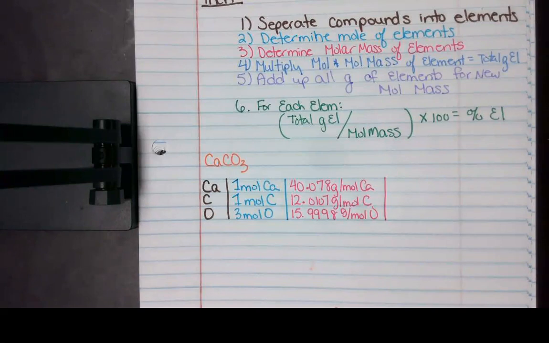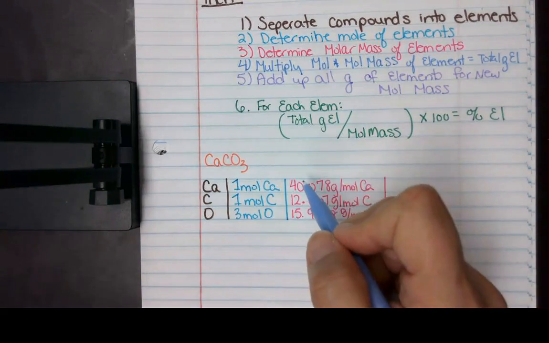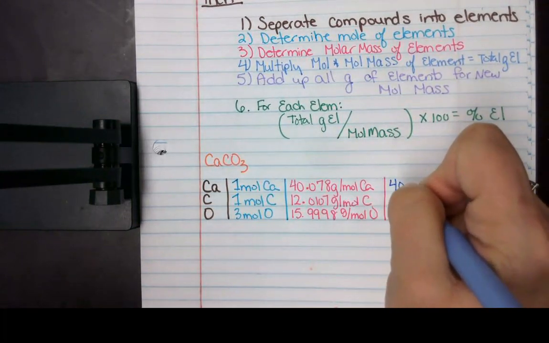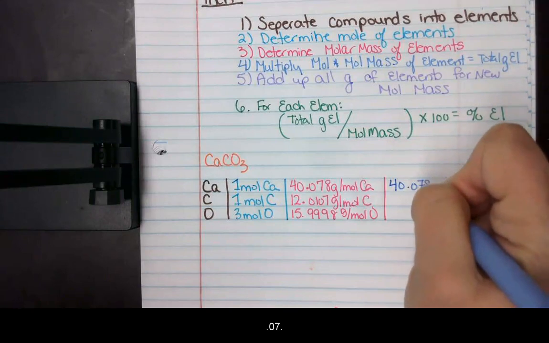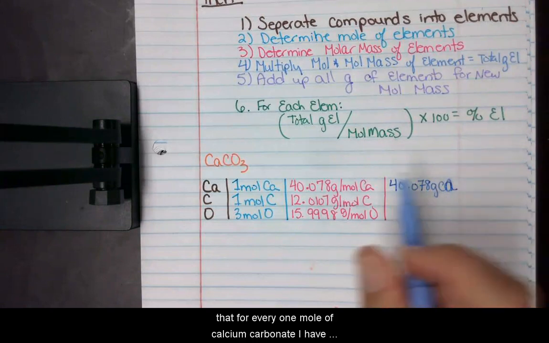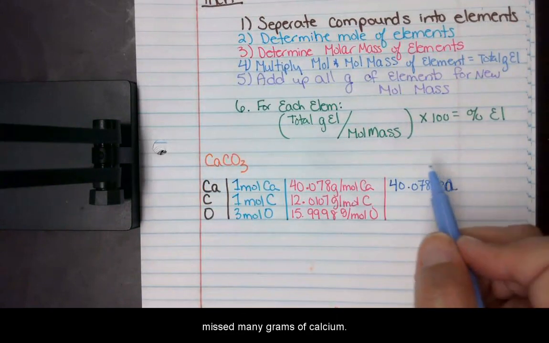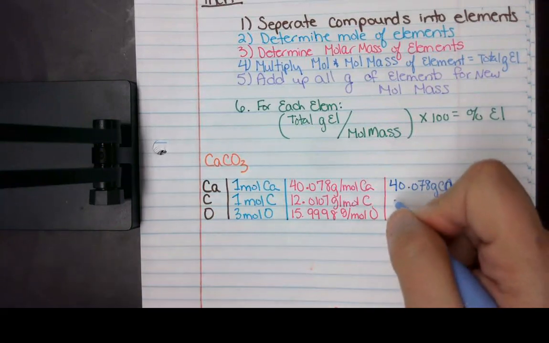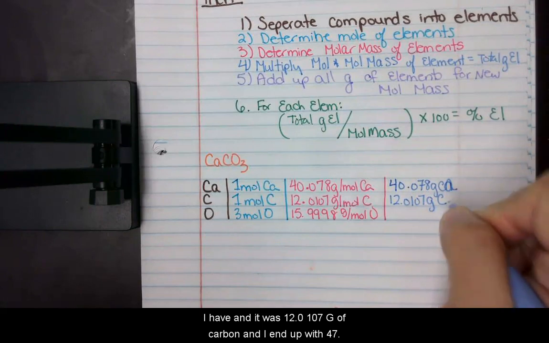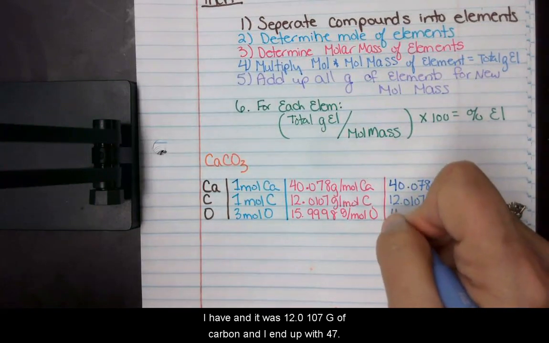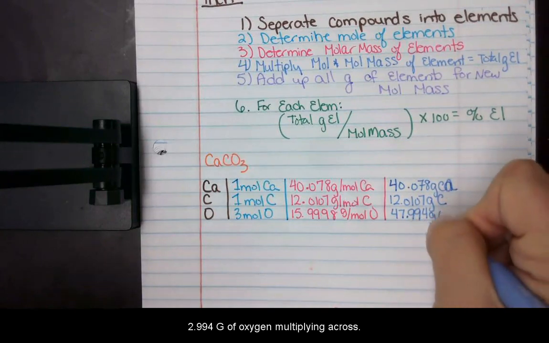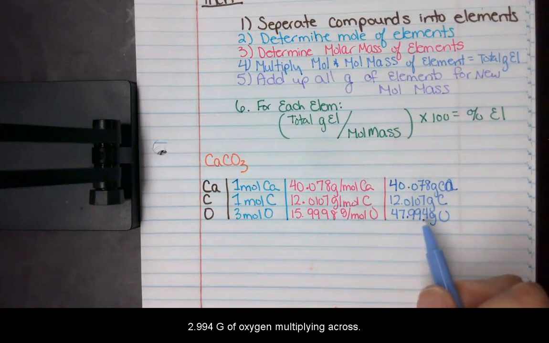So, 1 mole calcium times anything is going to be that same thing. So 1 times 40 gives me 40.078 grams of calcium. So for every 1 mole of calcium carbonate, I have this many grams of calcium. I end up with 12.0107 grams of carbon, and I end up with 47.994 grams of oxygen. So you're just multiplying across.